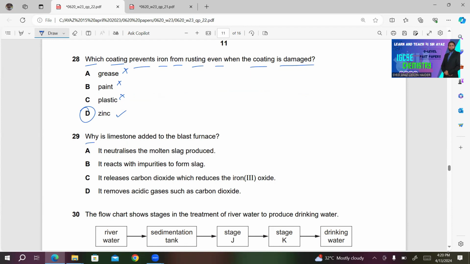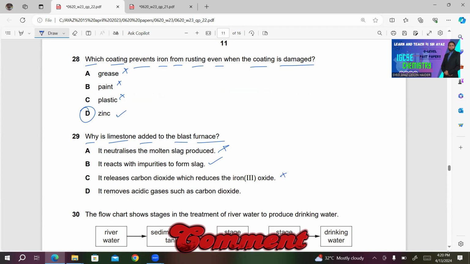29. Why is limestone added to the blast furnace? It neutralizes the molten slag produced. Wrong. It reacts with impurities to form slag. This looks correct to me. C. It releases carbon dioxide and reduces the iron 3 oxide. No, limestone does not react with iron 3 oxide. Incorrect. Last, it removes acidic gases such as carbon dioxide. It's also incorrect. So B is the right answer.